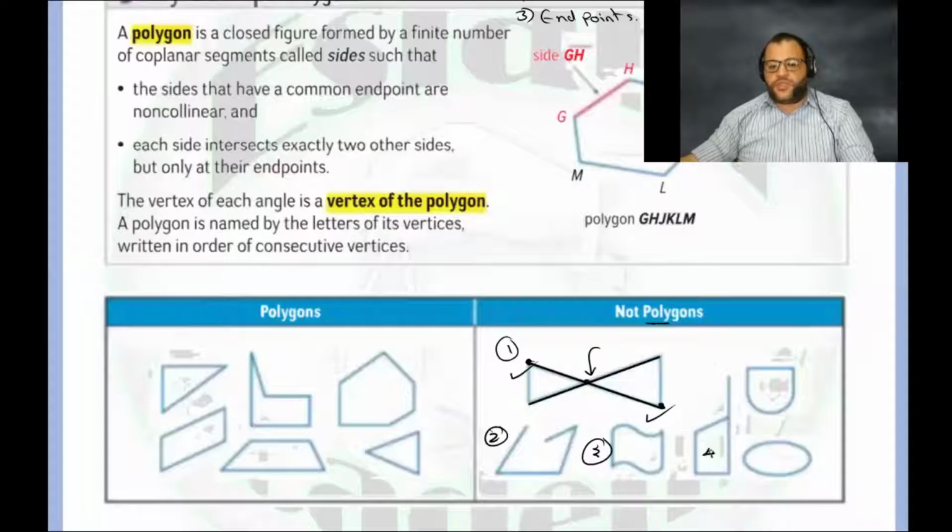Figure number 4. What's the problem with figure number 4? Lines should meet at the end point. This side is not intersecting at the end; there is an extension from one side. It means this one is not a polygon. Why is number 5 not a polygon? Because it's a curve, it's an oval. We have 3 sides and a curve at one part. That means this one is not a polygon. Do you know now the difference between polygon and non-polygon shapes? Yes. Okay.